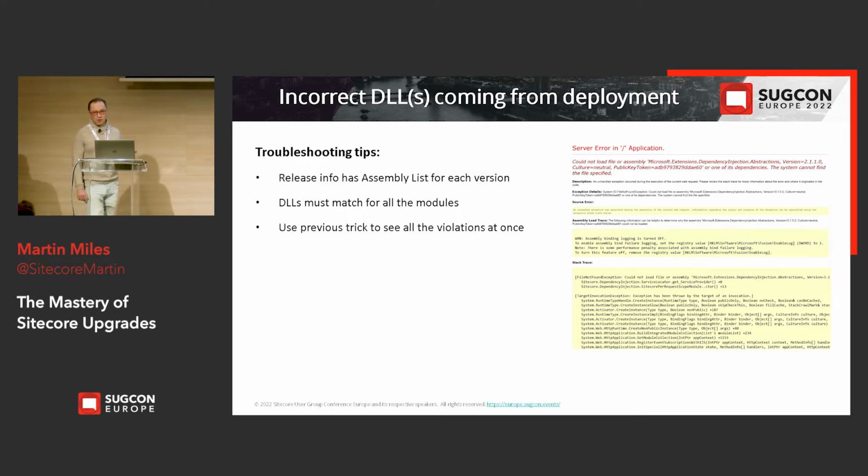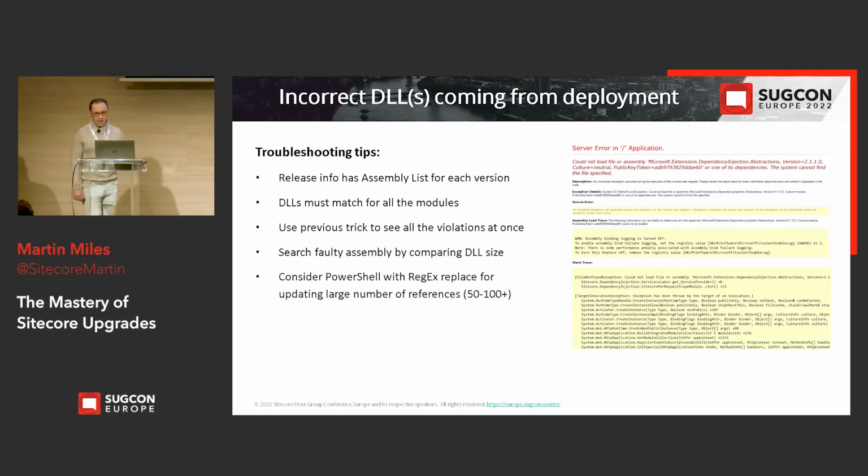You may also perform a solution-wide search for a specific faulty assembly, and then see all the found results along with their size in bytes. At least one will mismatch. That's the one to blame. It will point you to the specific project where the faulty one is coming from. And of course, my favorite tool, PowerShell with regular expressions. You may use it to update a large number of references, especially 100 or something like that.